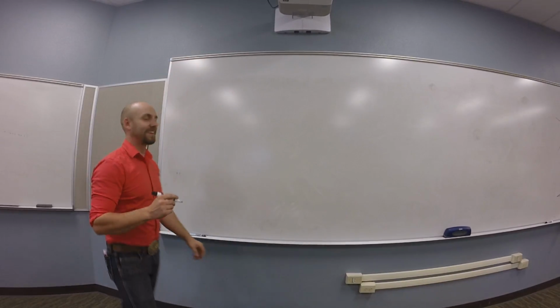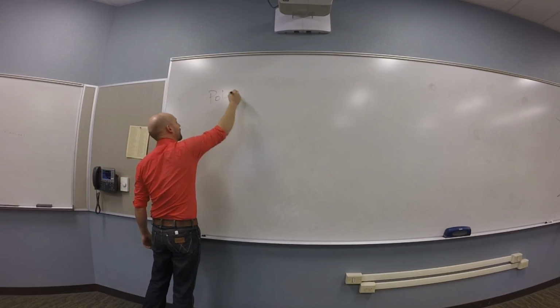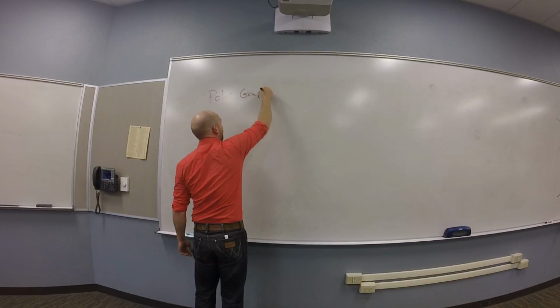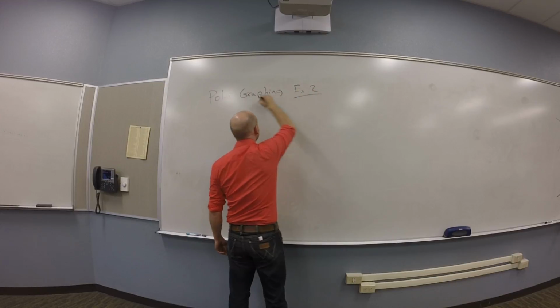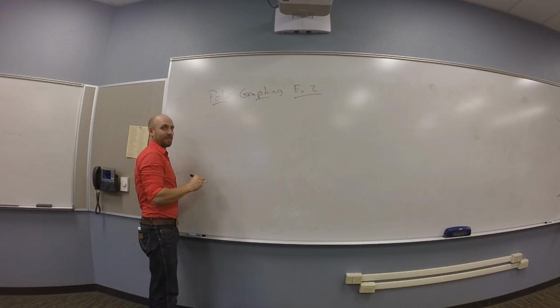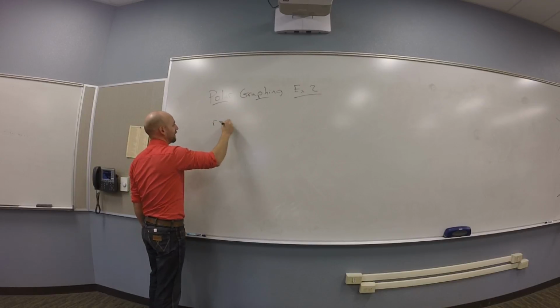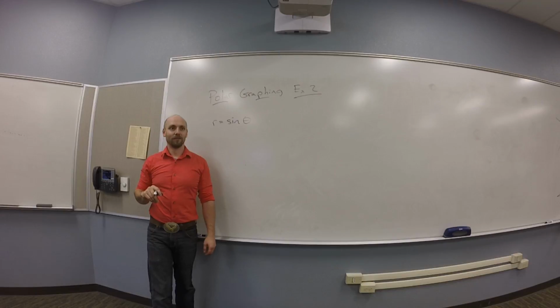Okay, so polar graphing example 2. This time with negatives. So let's graph r is sine theta. I'm trying to pick something really easy, right?